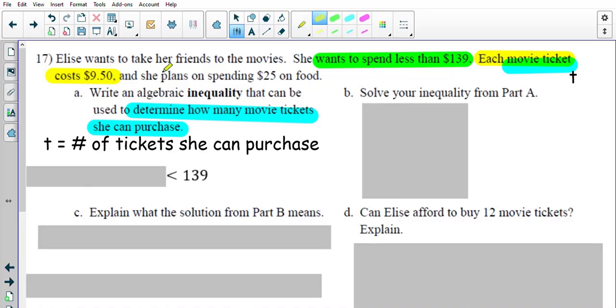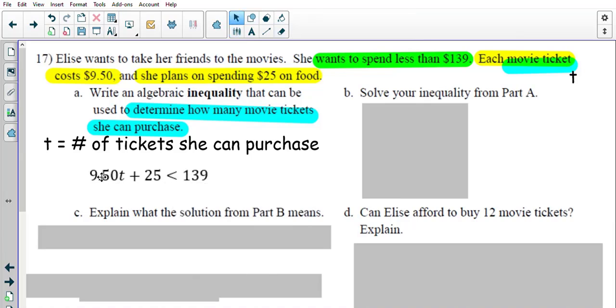We also know that she plans on spending $25 on food. So the rest of this inequality is going to look like this. $9.50 T for the tickets, plus $25 for the food, and again, we want that to be less than $139. And I realize most real life situations we're going to do less than or equal to. Let's just go with what the problem says here. Let's solve this for part B.